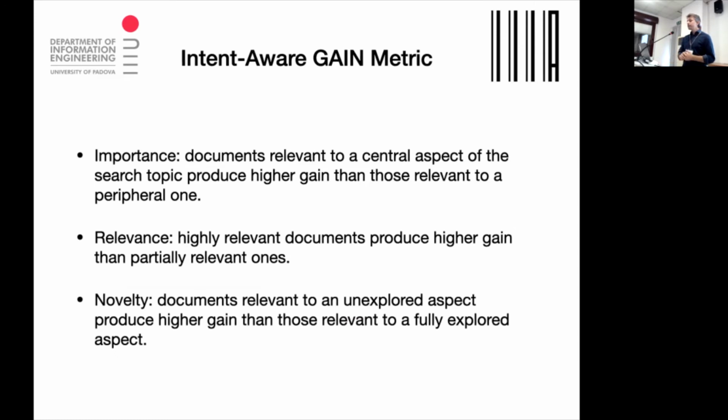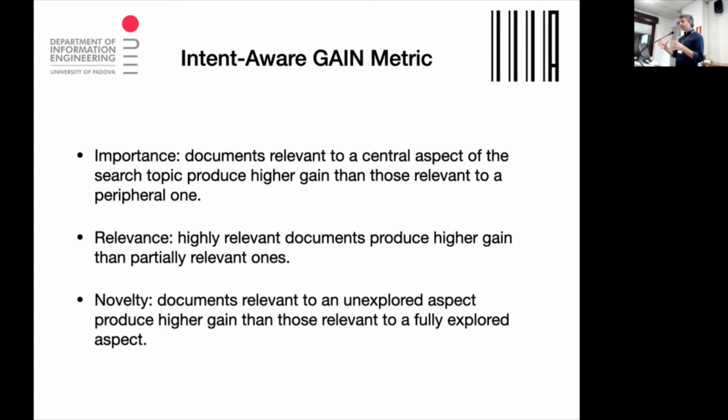And so they define, and also previous work before that defined, the intent-aware gain metric. So you have the importance of a document, which means that documents that are relevant for a central aspect, among all the possible aspects of the same query, the most important aspects, must be weighted more than the others. So these are just initial hypotheses or principles that you can use to define this gain metric. Then, of course, highly relevant documents produce higher gain than partially relevant ones, which is reasonable. And also this last one is a little bit different from usual. It's something similar to diversity in IR.